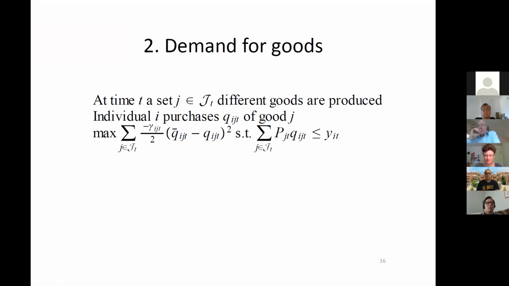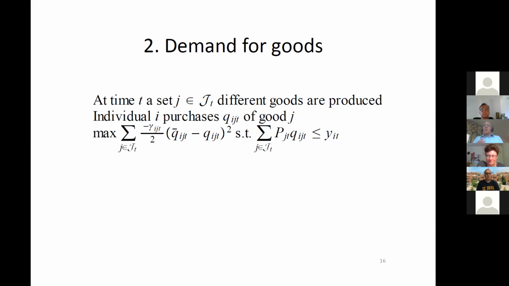Okay, so now some of the details. Demand for goods. At time t, there's a set, I'll call it the set J_t, of different goods that are being produced. It's going to change all the time. And individual i is going to consume a quantity q_ijt of good j. And they do that in order to maximize utility, which I'm going to take to be quadratic in the good.